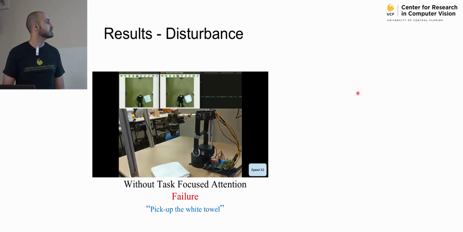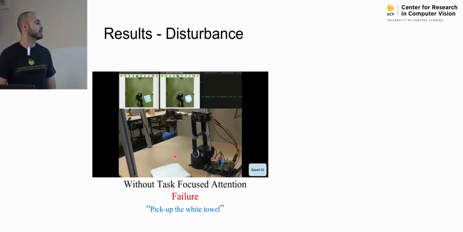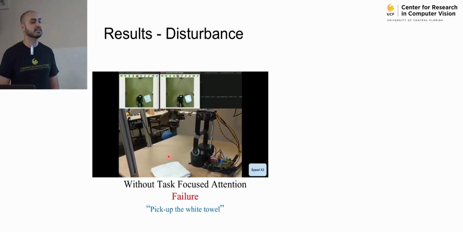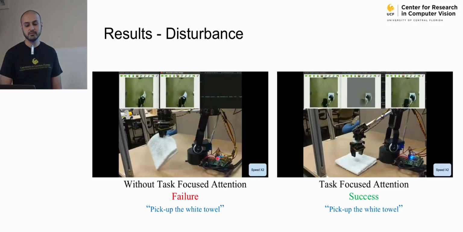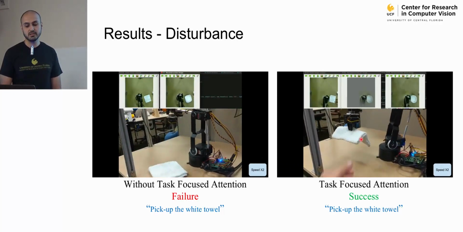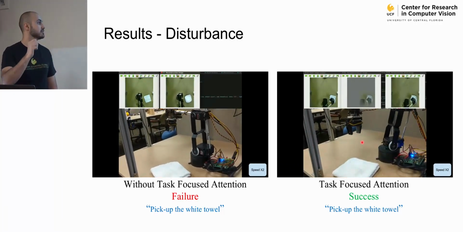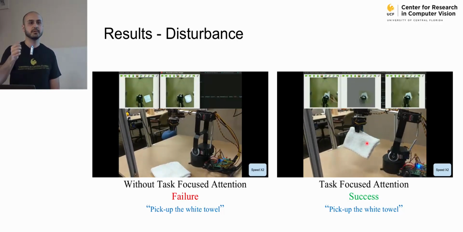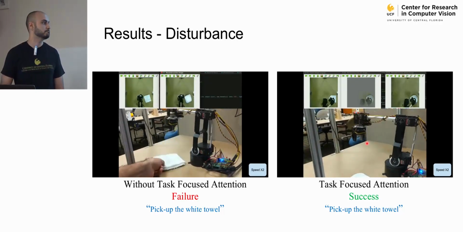So it's another example again. Here my friend disturbs the robot multiple times. So without task-focused attention, it fails. But with the task-focused attention, even though my friend disturbed the robot multiple times, each time the robot can recover and come back and pick up the object again.